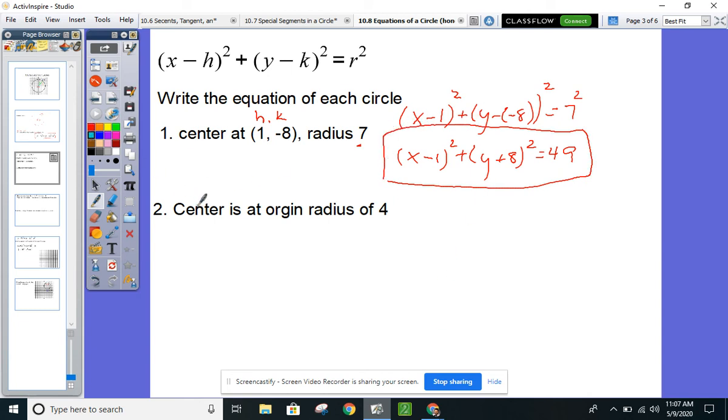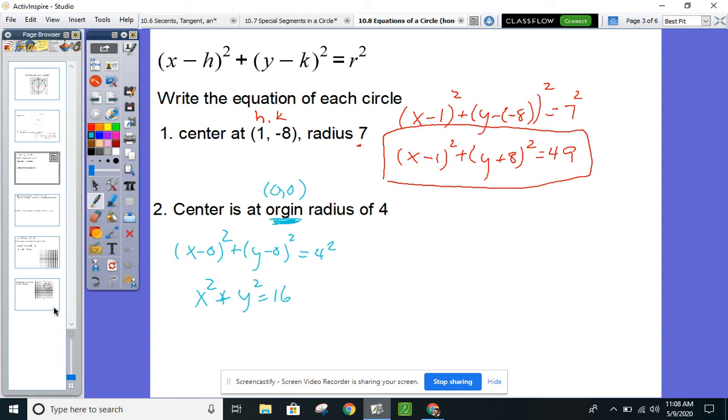Now, what if they say the center is at the origin? Well, what are the coordinates for the origin? Yeah, 0, 0. So if we plug these in, we'll say x minus 0 squared plus y minus 0 squared equals 4 squared. Now, because these are 0, we wouldn't even write them. So we'll just say x squared plus y squared equals 16. So anytime you see just an x and a y only, that means your center is at 0, 0 on a graph.